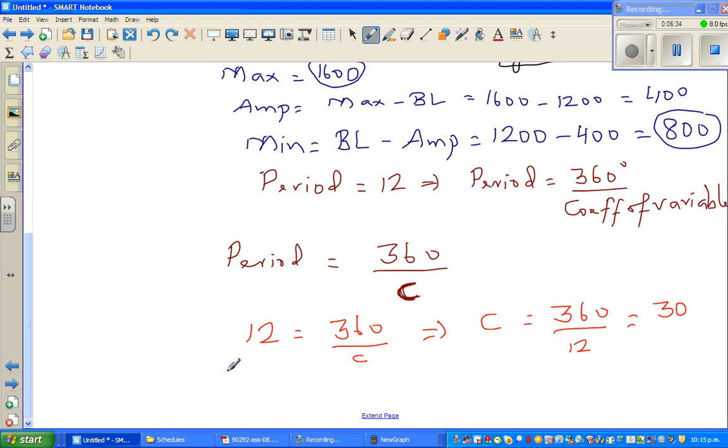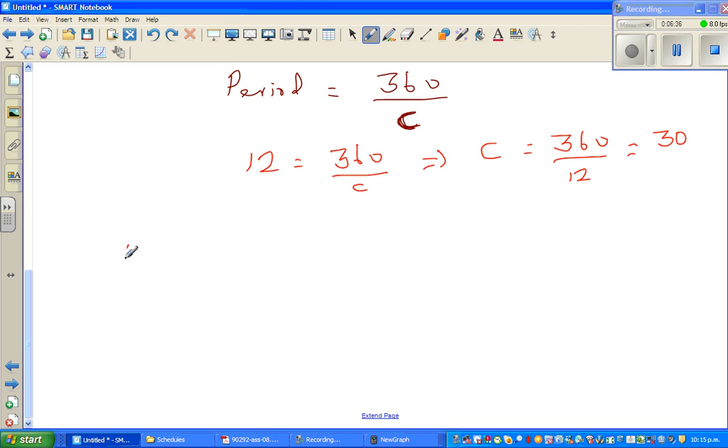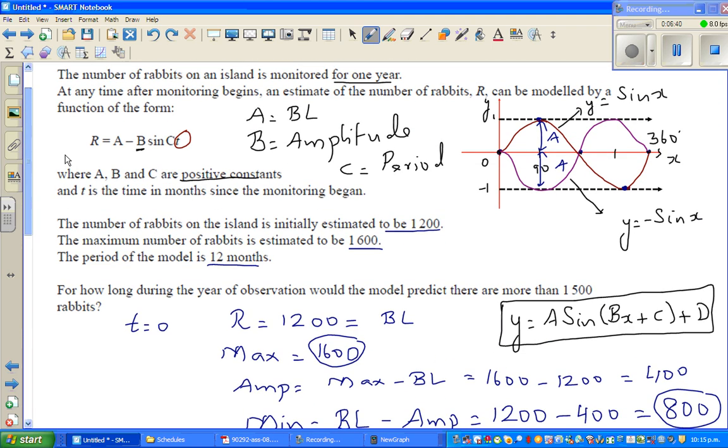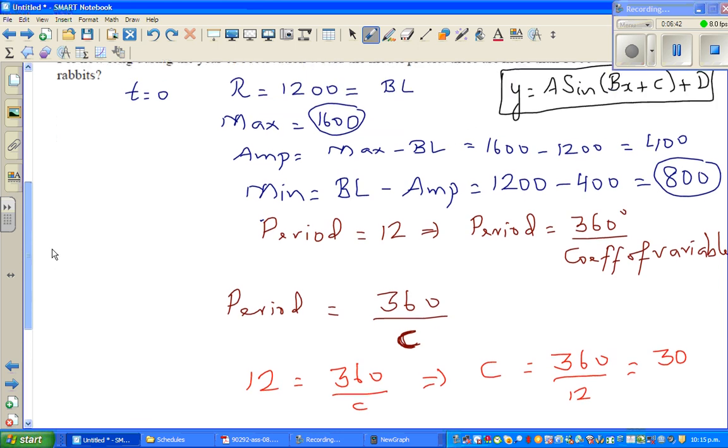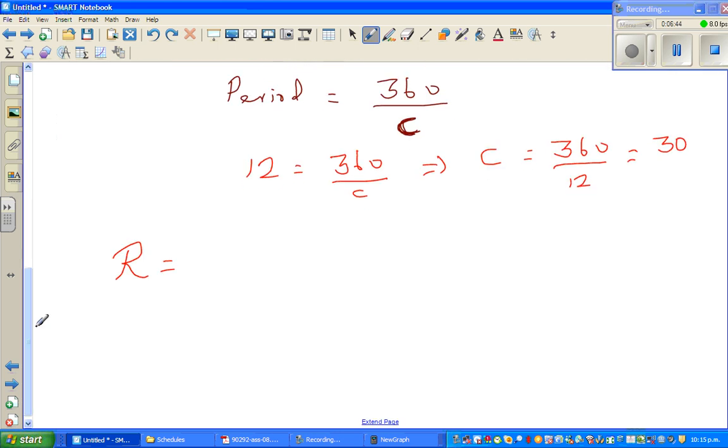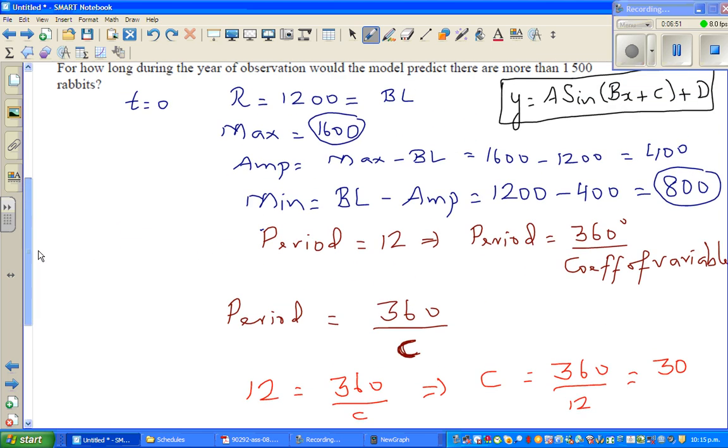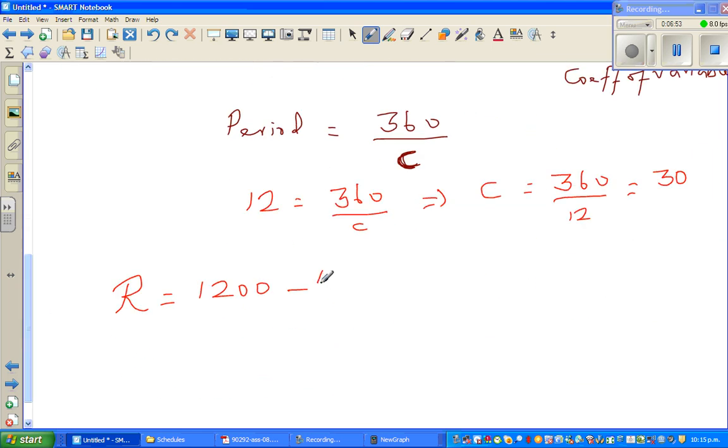Okay, so my equation will become R. A is the baseline. So the baseline we know is how much? 1200. So it is 1200 minus the amplitude. What's the amplitude? The amplitude is 400 sine C. C is 30t. So this is my formula.